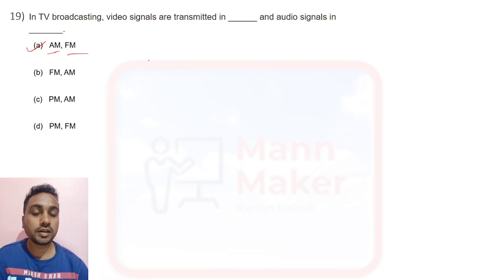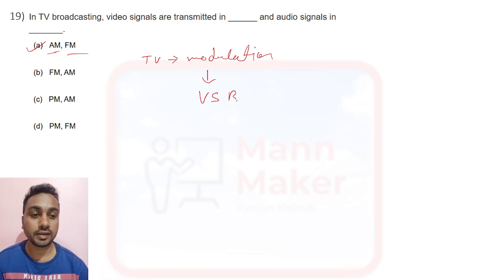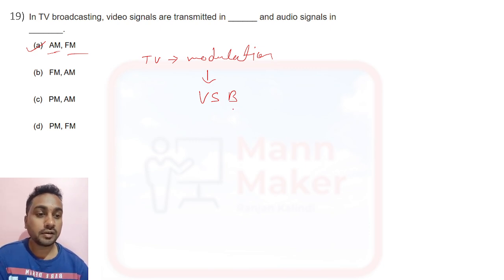One more question is there: in television, which modulation scheme is used? So this will be VSB, vestigial sideband modulation. Correct, VSB. So this is the answer for this question.